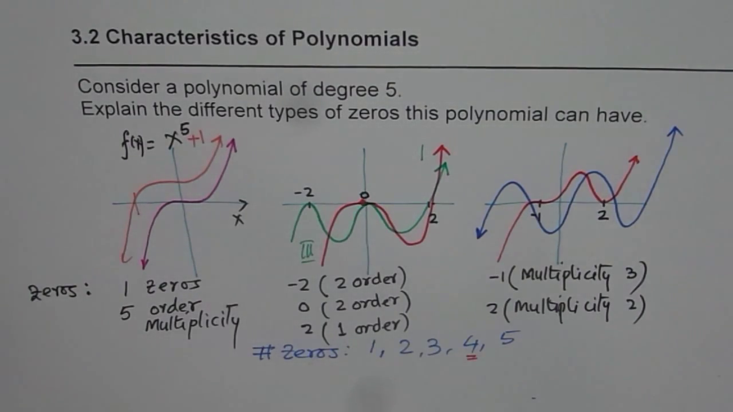I hope with this you appreciate the difference between zeros and x-intercepts and the possibilities with the number of zeros and types of zeros for any given polynomial. I hope you appreciate it.